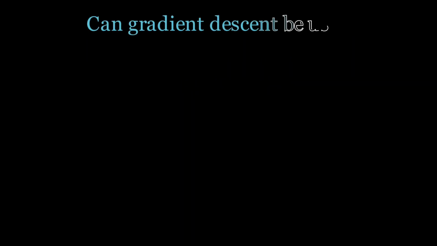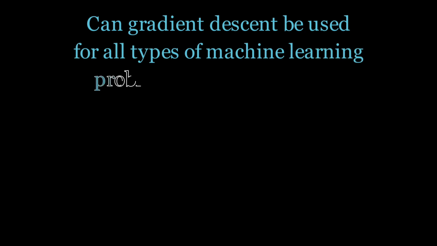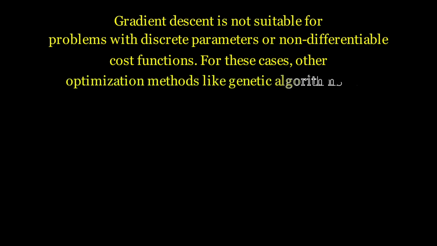Can gradient descent be used for all types of machine learning problems? Why or why not? Gradient descent is not suitable for problems with discrete parameters or non-differentiable cost functions. For these cases, other optimization methods like genetic algorithms may be needed.